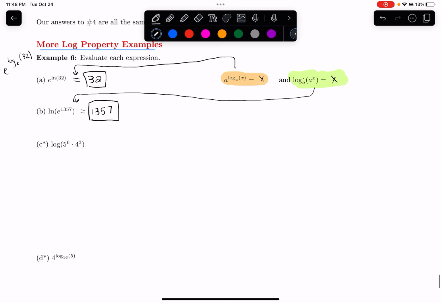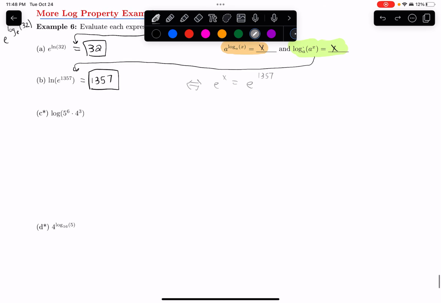Okay, we could have also done this by just converting it to exponential form. If I didn't know what this was, I could let it equal x. And if I converted it, well, the base of ln is e. So we'd be getting e to what power equals e to the 1357, right? Because it equals the thing that's inside. So then what's the exponent? Well, it's 1357. So I'd get the same thing.